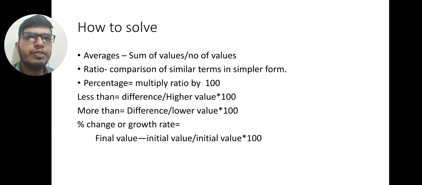Different reference books give these formulas in different ways, so I have simplified them. You can remember it like this: if it is less than, then it is difference divided by higher value into 100. If it is more than, it is difference divided by lower value into 100. So the logic of all these formulas works on a cross multiplication basis.